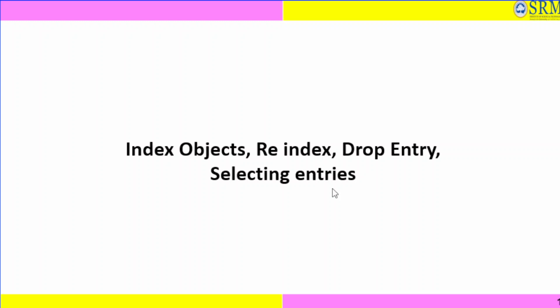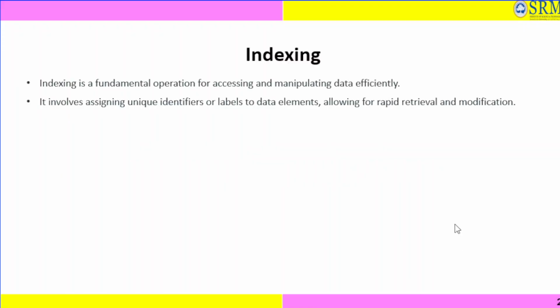Good morning. Today we'll discuss index objects, reindex, drop entry, and selecting entries. In the previous discussion, we discussed what indexing is. Indexing is a fundamental operation for accessing and manipulating data efficiently. It involves assigning unique identifiers or labels to data elements, allowing for rapid retrieval and modification.